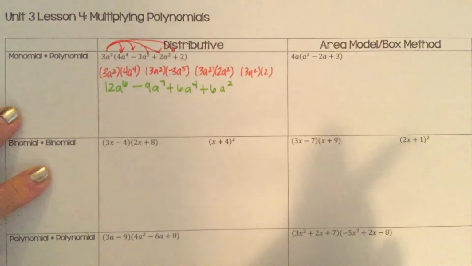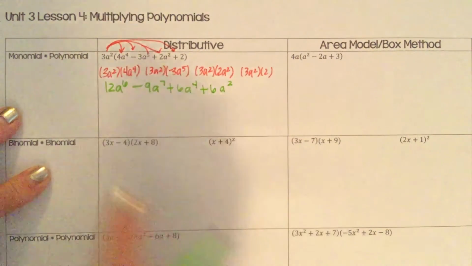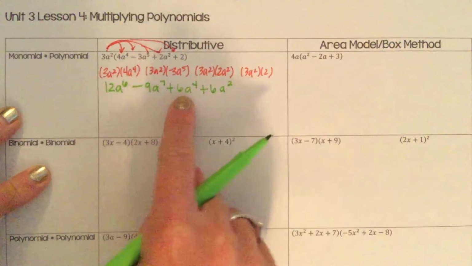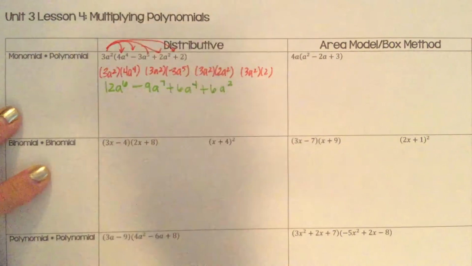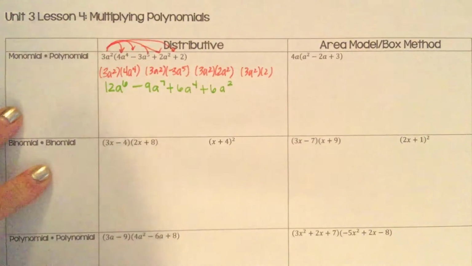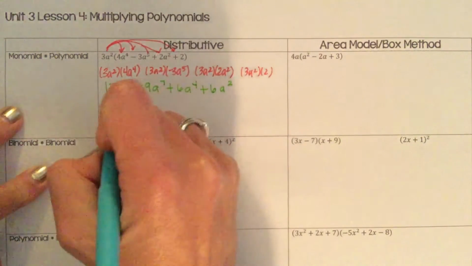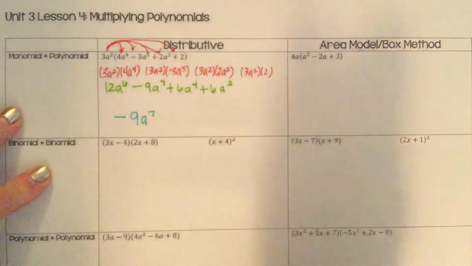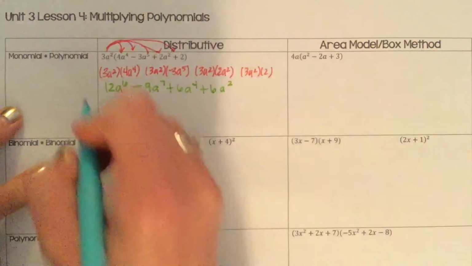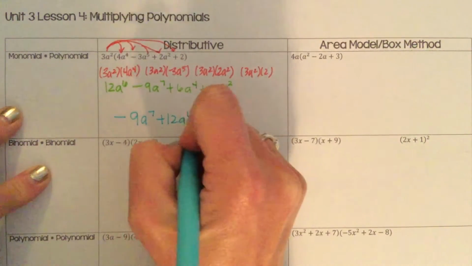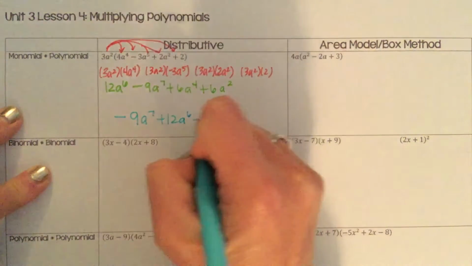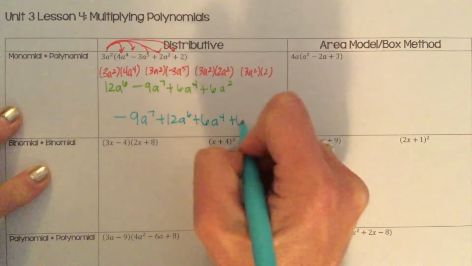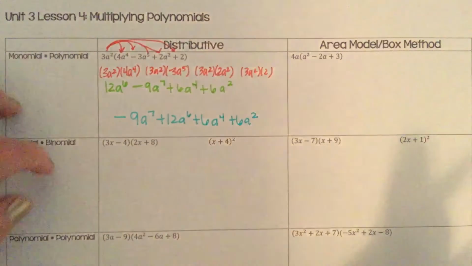At the end of our problem, we'll simplify by combining any like terms, which we do not have. And then finally, we will rewrite our problem in descending order, where the highest power of a is going to come first, so negative 9a to the seventh, followed by our next highest power, which is a positive 12a to the sixth, then a 6a to the fourth, and finally a 6a squared.